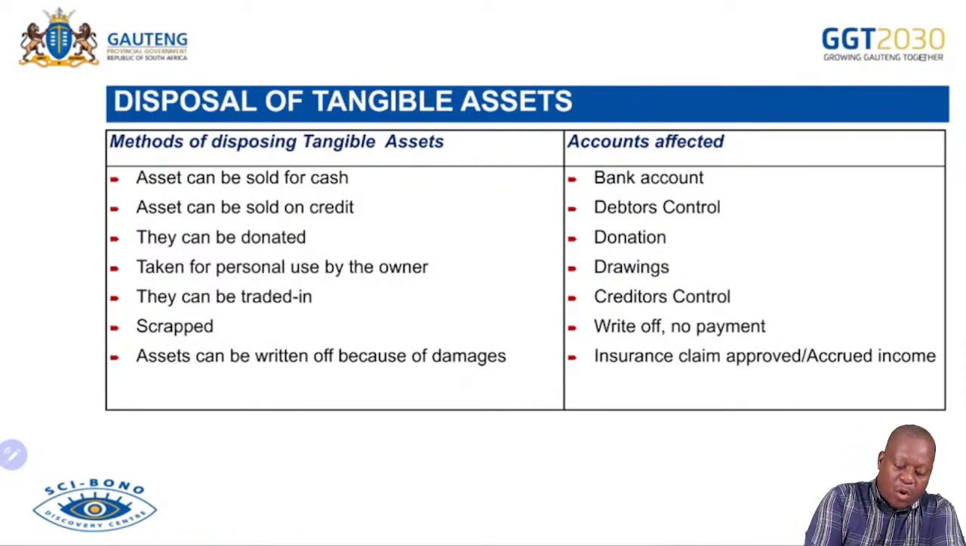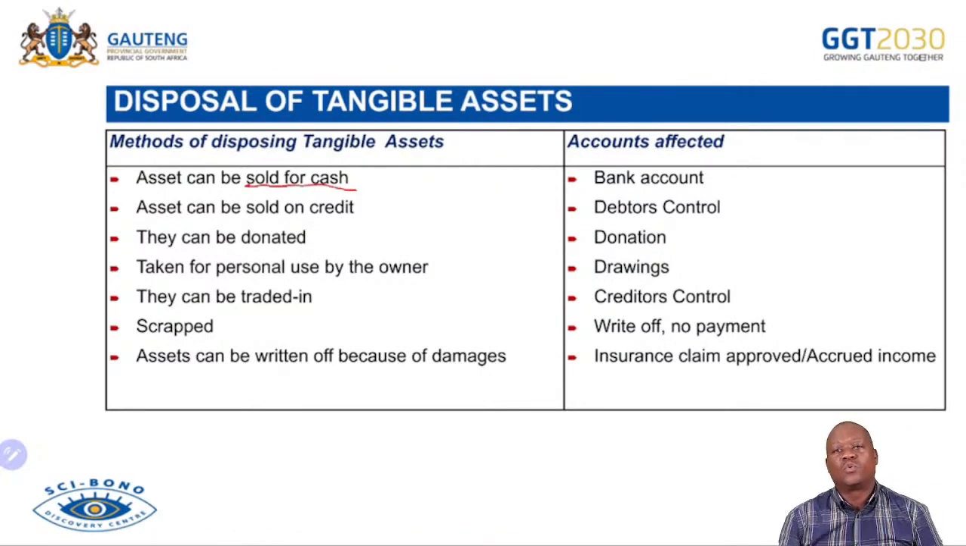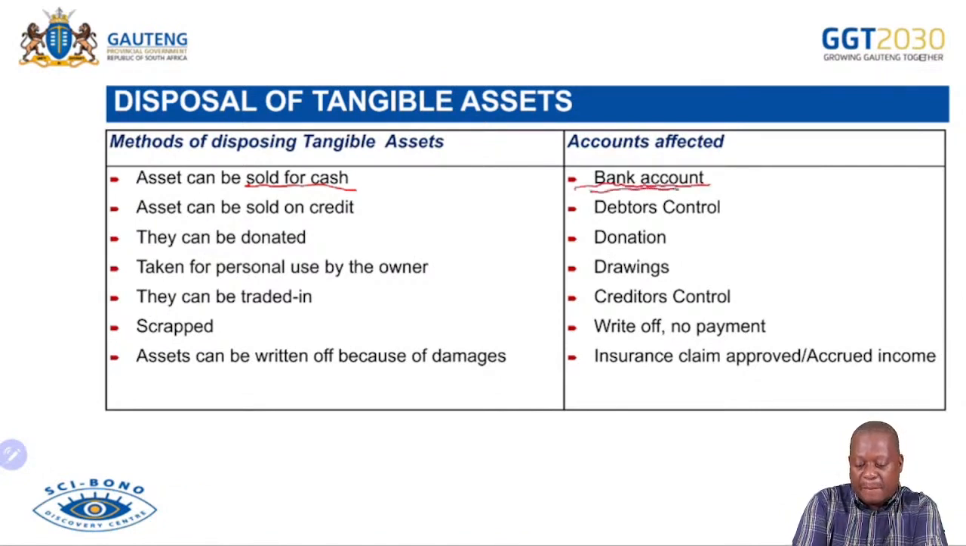We can dispose of an asset by selling it for cash. An asset is sold for cash. Where do we record such an asset? Remember, the bank is involved. Whenever there is movement of cash, our bank is involved. So this is the account affected.